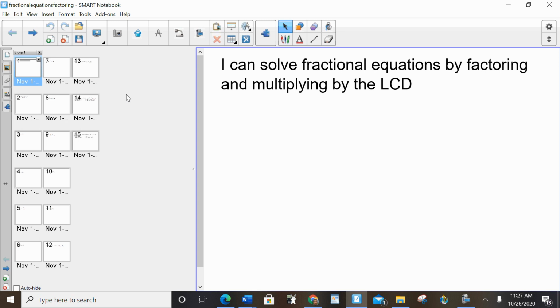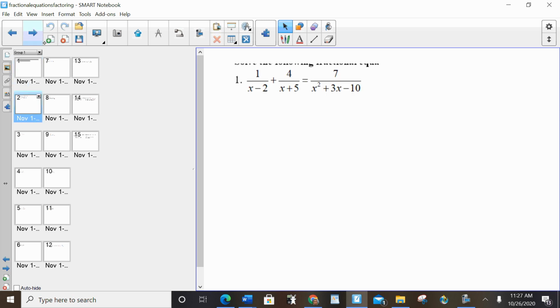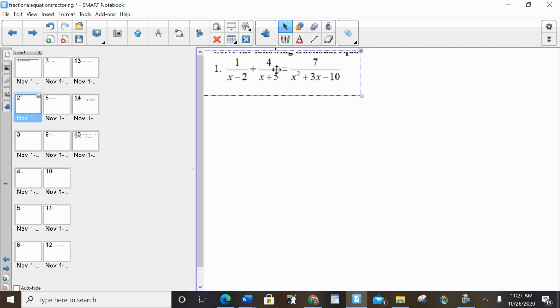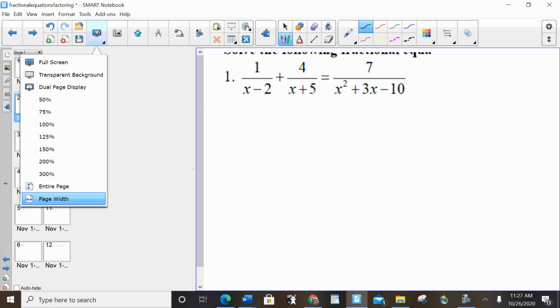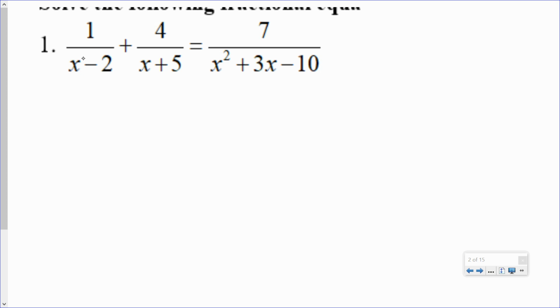Conceptually, this is very simple. So I just want you to see a couple in practice. So to get rid of fractions, I need to multiply by the LCD. To get the LCD, I need to list all my factors. Before I list all my factors, I need to factor my denominators. So I can factor this. It's a trinomial.